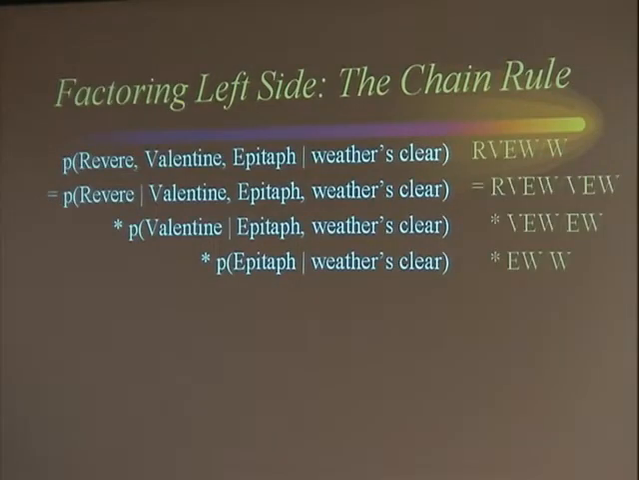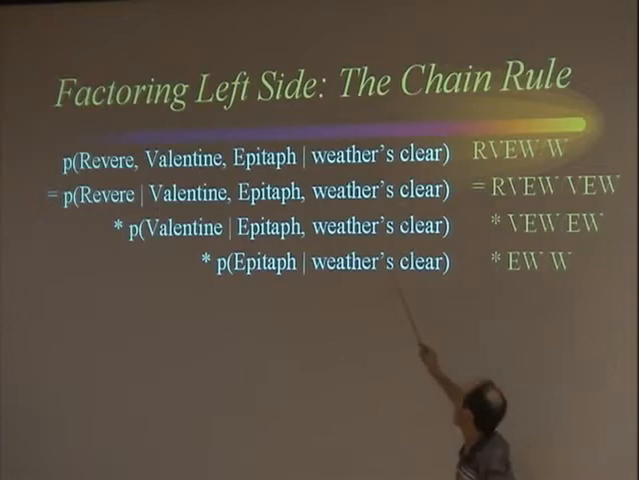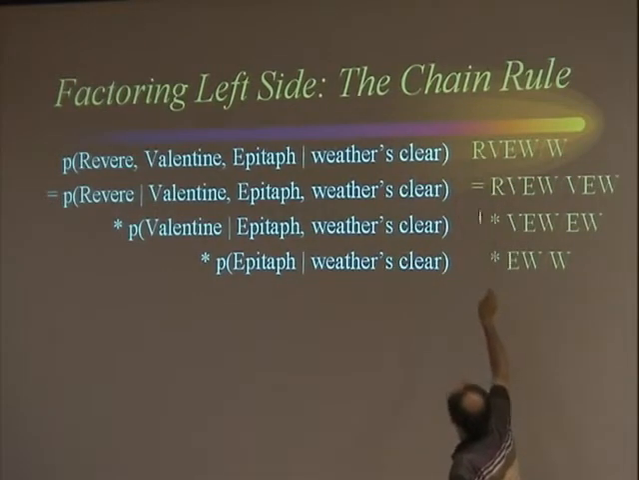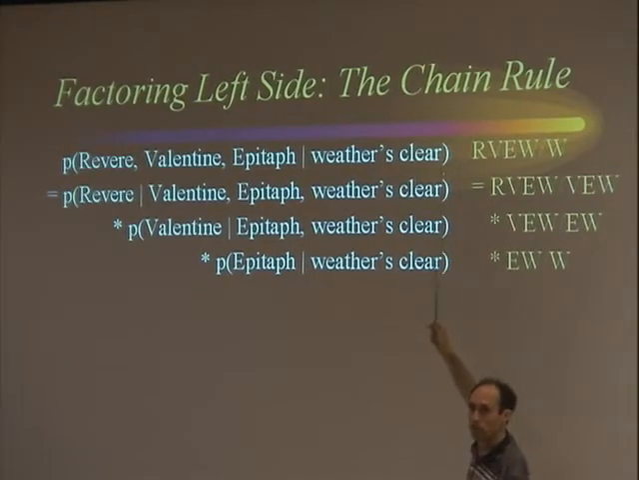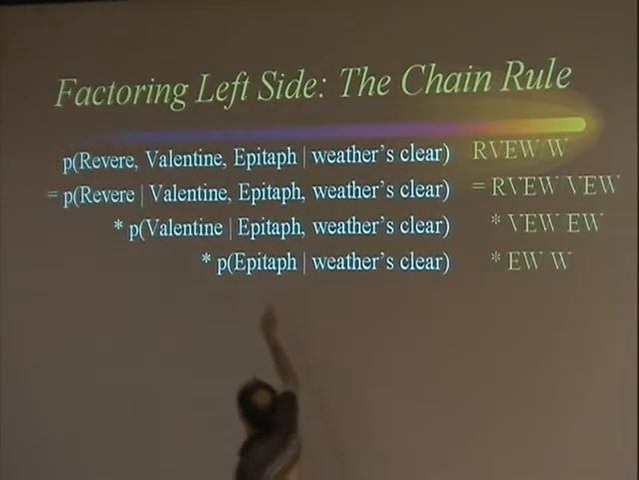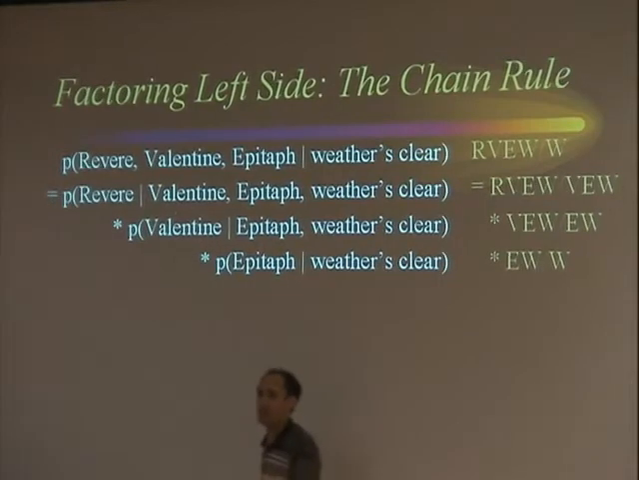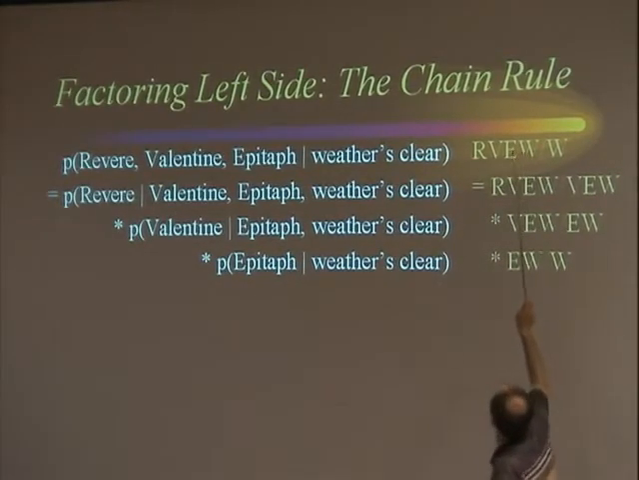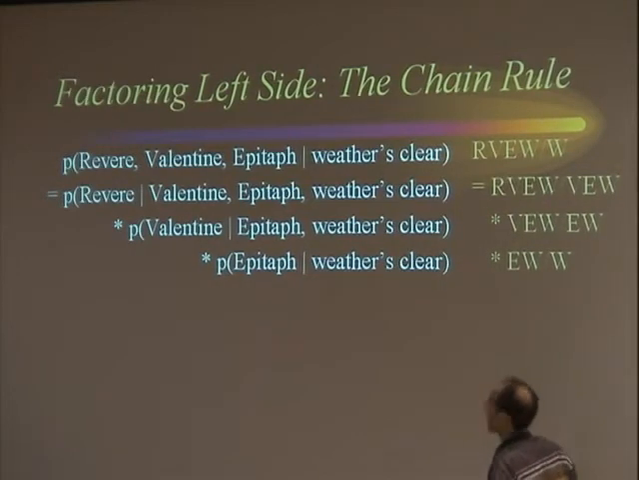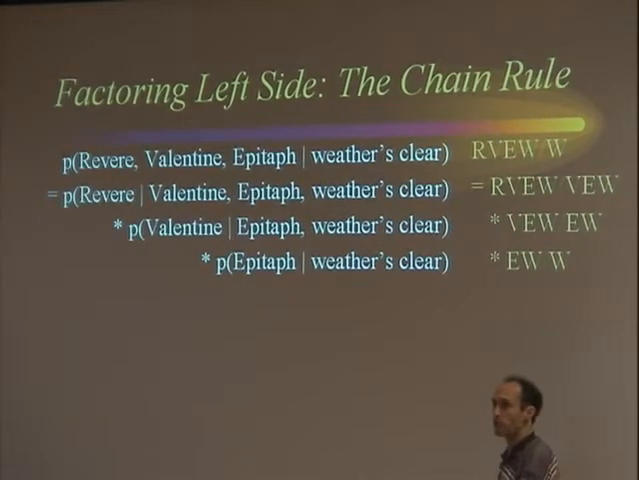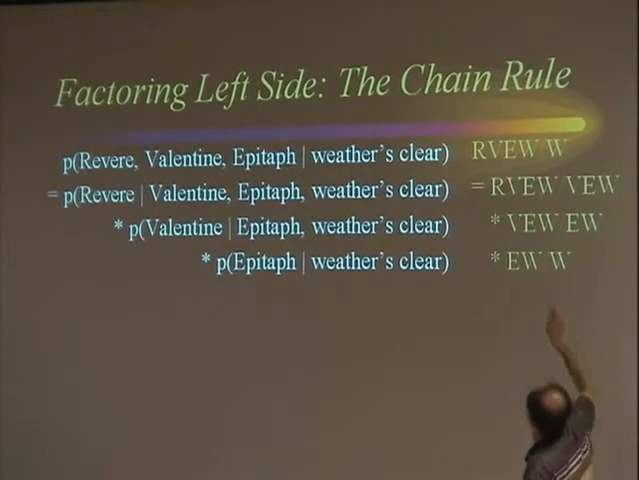So if you want to convince yourself that this is true, remember that this vertical bar just means division. Okay. So what we're trying to get here is the probability of these four things, Revere, Valentine, Epitaph, and the weather clear, divided by the probability of the weather clear. These aren't counts, these are just probabilities. Remember, this vertical bar is just syntactic sugar, meaning the quotient of two probabilities. So we have the quotient of those four things divided by that one thing, and all I've done is factor that into three quotients, and the numerators and denominators cancel, and we clearly get that back.